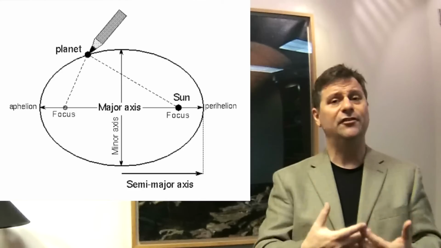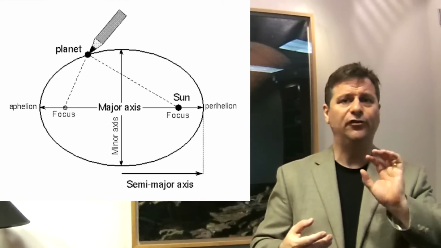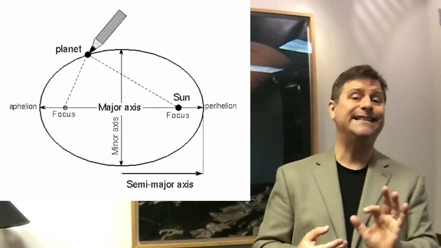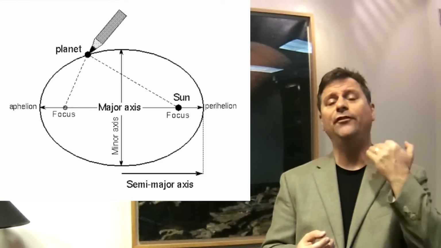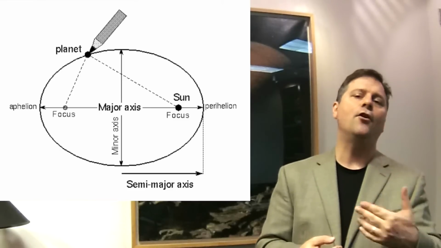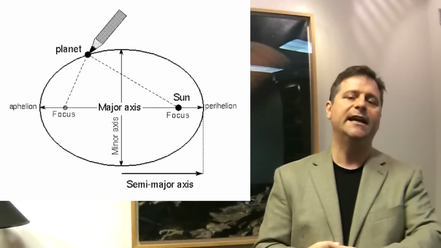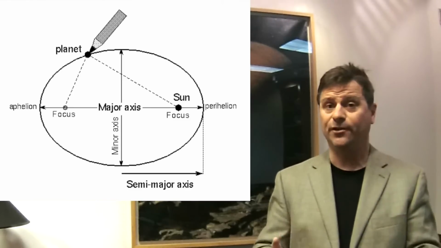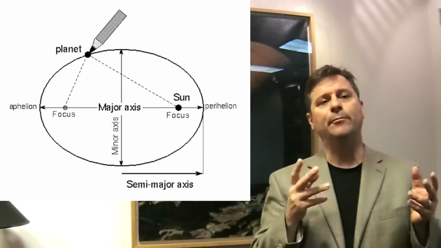So Kepler determined in one fell swoop two laws, which he published in 1609. He published his first law of planetary motion, that all planets orbit in ellipses. And ellipses have a particular shape. They're not circles, they're more like ovals.